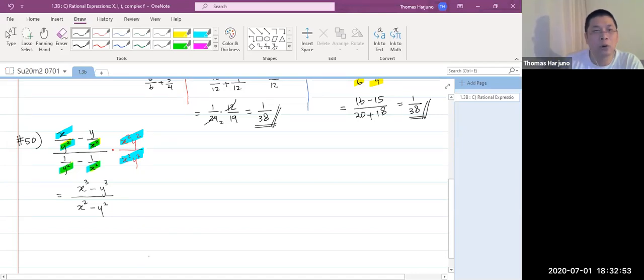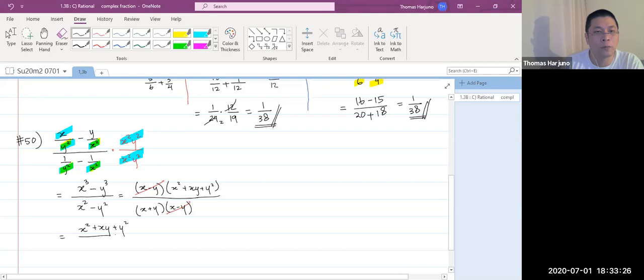Then from here, we go on factoring in case something can cancel. The bottom one is x squared minus y squared, which is x plus y times x minus y. That's difference of squares, right? The top one is difference of cubes, x minus y times x squared plus xy plus y squared. Then something cancels here. Then our final answer will be x squared plus xy plus y squared over x plus y.